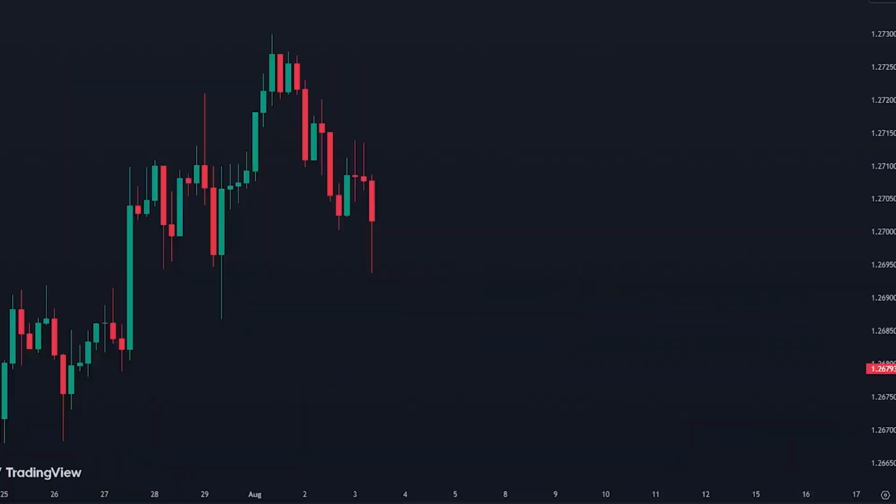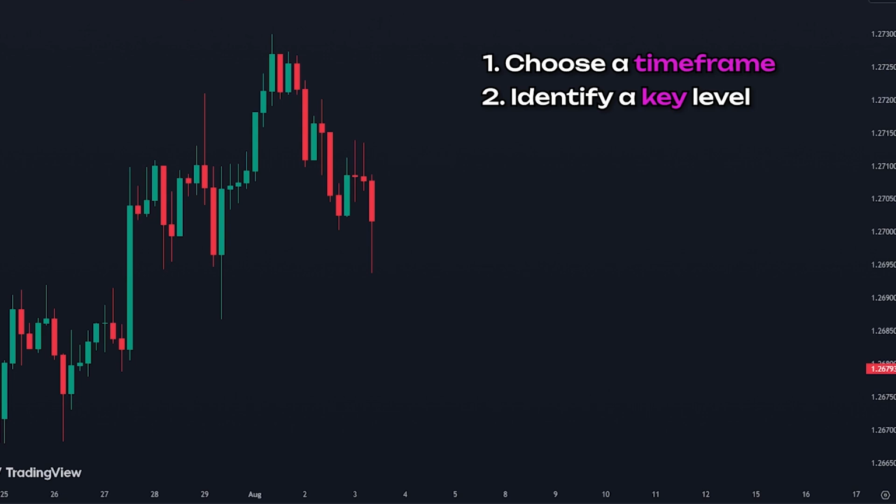So here's how the strategy works. The first step is we need to choose a time frame. I will be using the 4-hour time frame. The next thing you need to do is identify a key level within this time frame. As you can see, the price went up, hit, and reversed downwards, and so we can draw a resistance line up here.